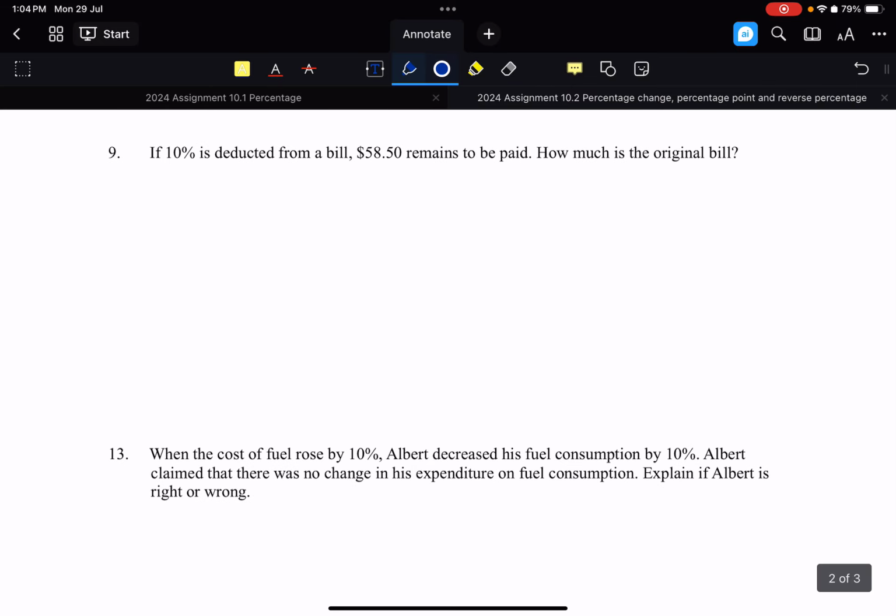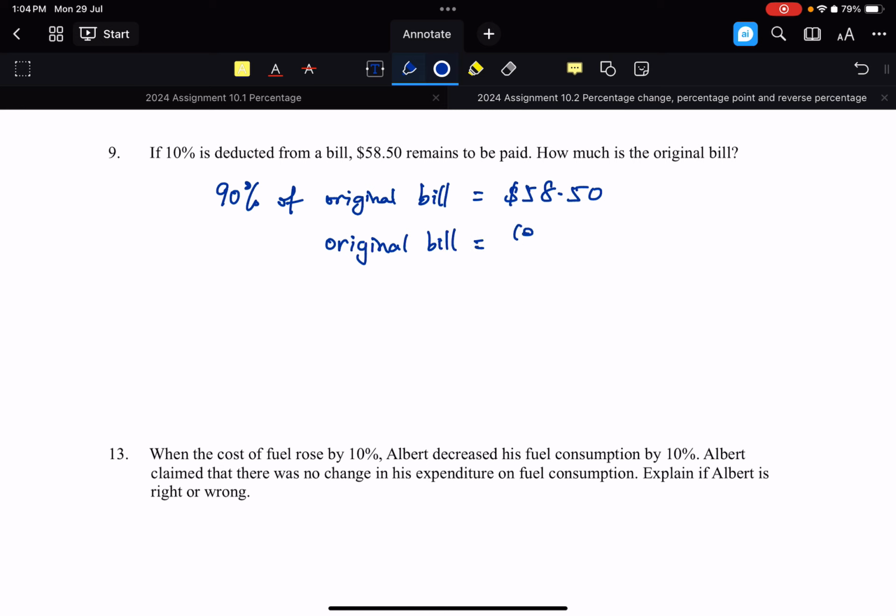If 10% is deducted from a bill, $58.50 remains to be paid. How much is the original bill? So 10% is deducted, that means this is actually 90%. So 90% of the original bill is equal to 58.50. Therefore, the original bill will be 100 over 90 times 58.50, and that works out to be $65.